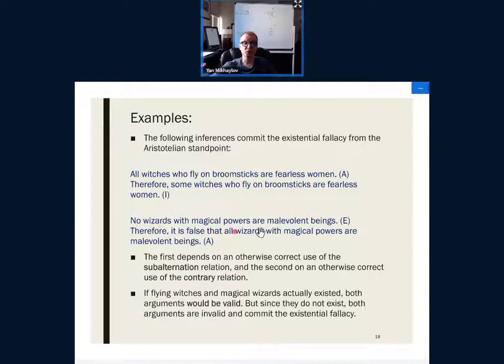Similarly, no wizards with magical powers are malevolent beings. Therefore, it is false that all wizards with magical powers are malevolent.